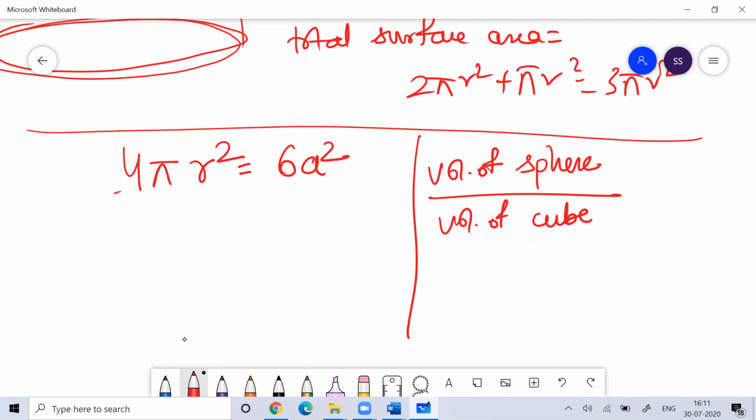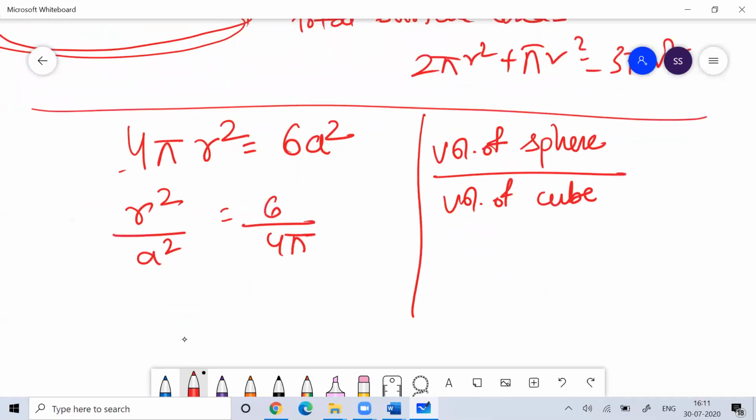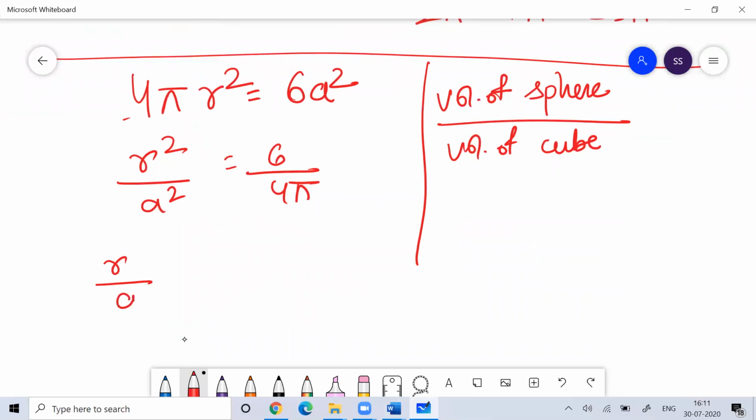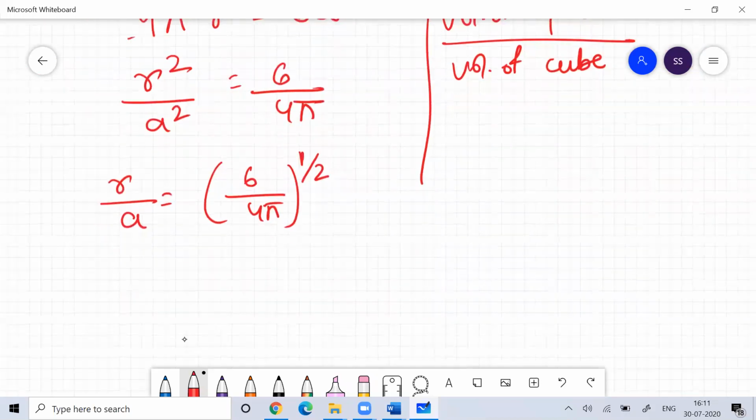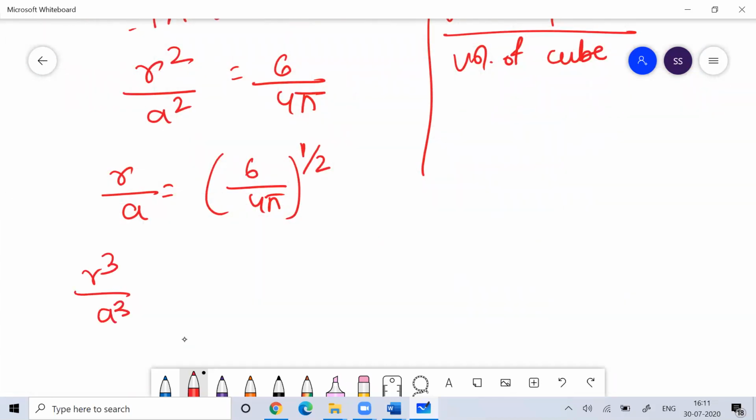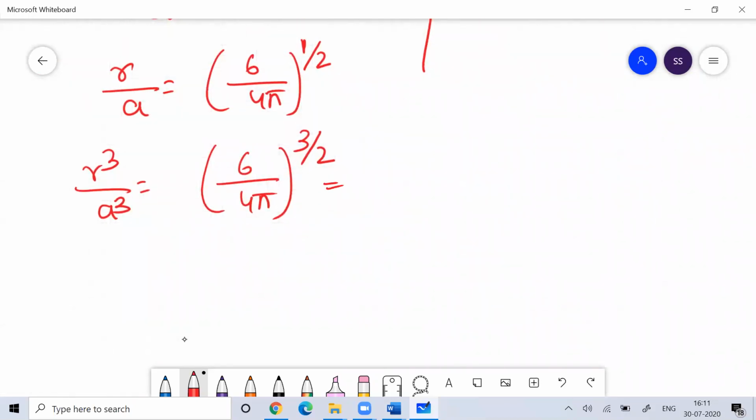So I can say that r square by a square is 6 by 4 pi. So r by a is the square root of 6 by 4 pi. If I want the cube, r cube by a cube is 6 by 4 pi to the power 3 by 2. To the power 3 by 2 means 6 by 4 pi into square root of 6 by 4 pi, since 1 plus 1 by 2 is 3 by 2.